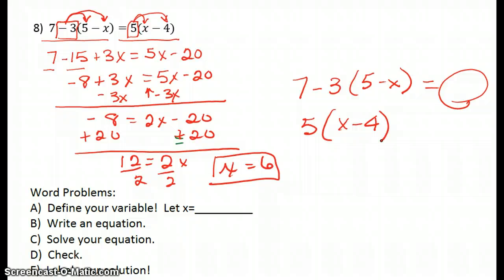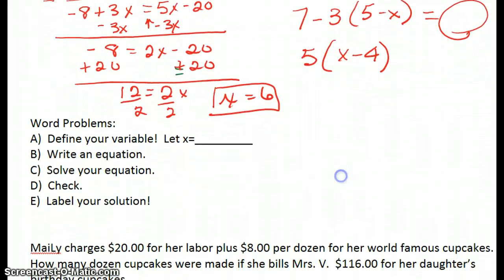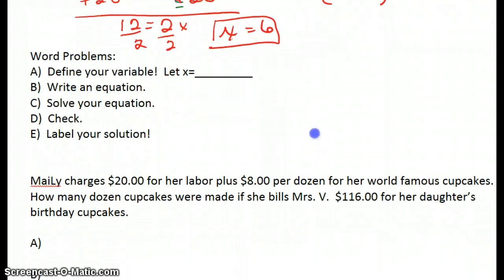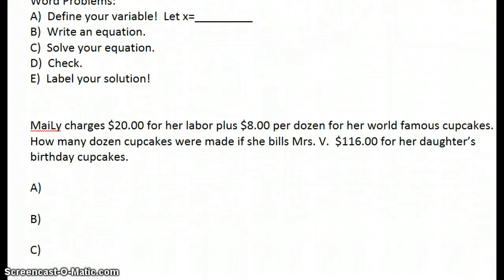So once again, remember, define your variable, write an equation, solve your equation, check, and label your solution. So Miss Miley charges $20 for her labor, plus $8 per dozen for her world-famous cupcakes. How many dozen cupcakes were made if she bills Miss Vogenthaler $116 for her daughter's birthday cupcakes?